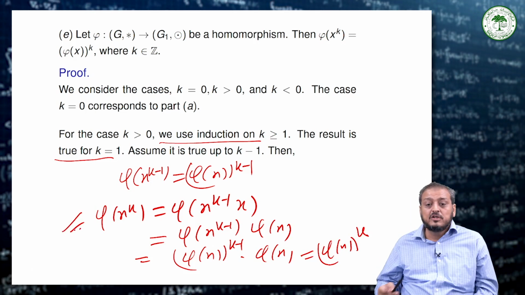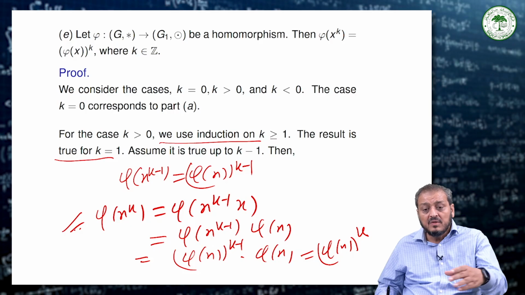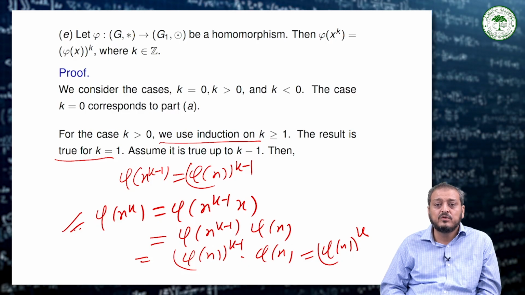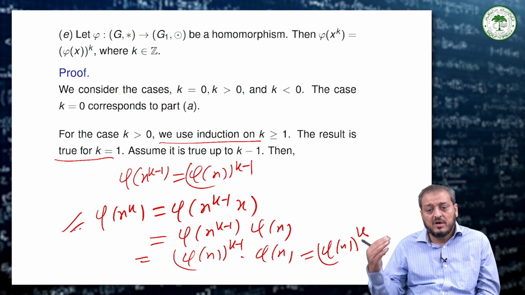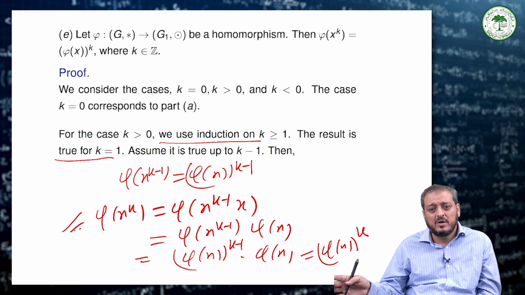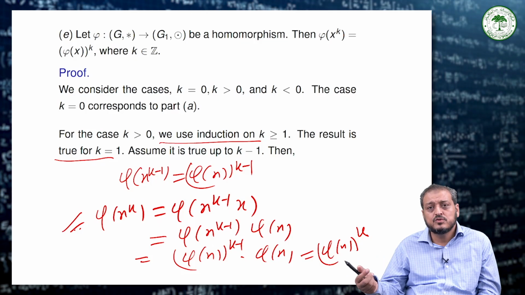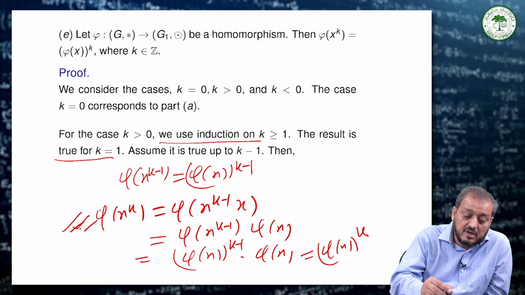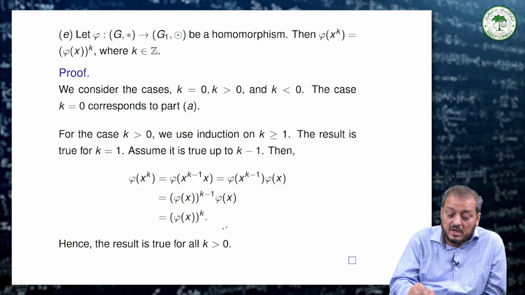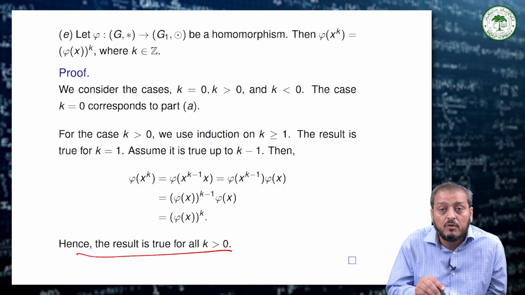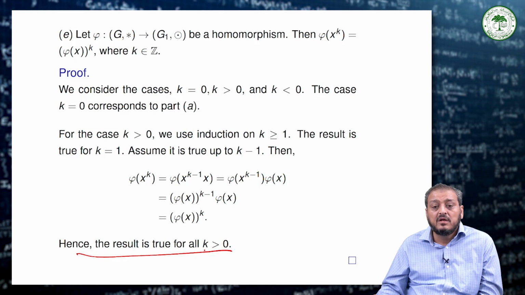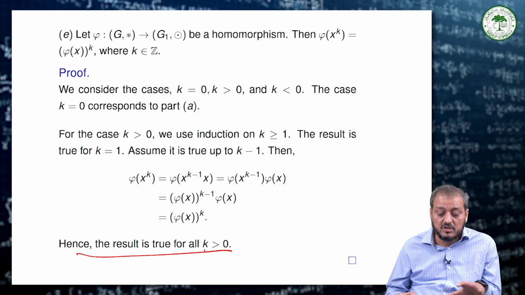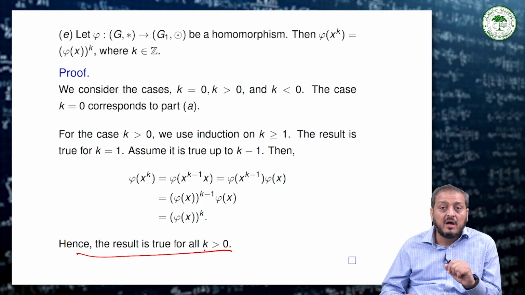So this is true in the case where k is strictly greater than 0. We prove this result by using the induction hypothesis. It is trivially true for k equal to 1, and then we assume the result is true for k minus 1, and by using this, k minus 1 being true, it holds for all k greater than or equal to 1. So the result is true for all values of k strictly greater than 0.